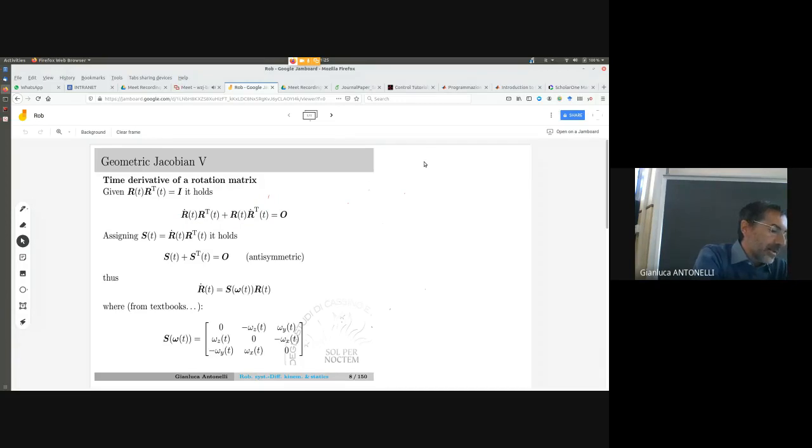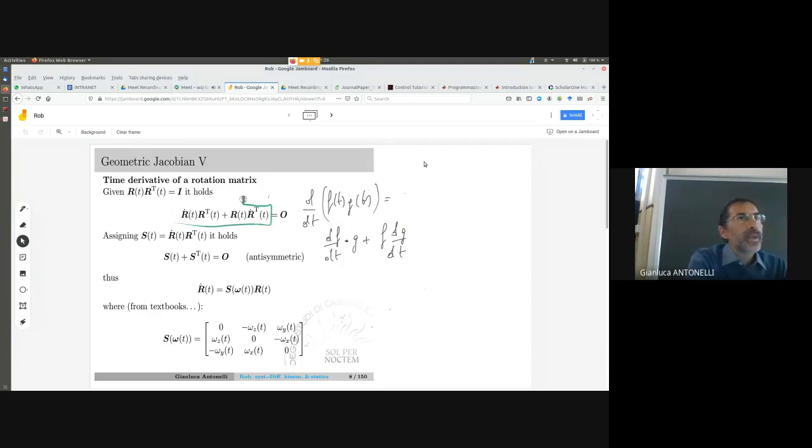The time derivative is given by, if I have f(t) multiplied by g, and I want to compute the time derivative of this one. This is equal to the derivative of f multiplied by g, plus f multiplied by the derivative of g. And this is exactly what we are having here. We should pay attention to the fact that I did not change the order of the multiplications.